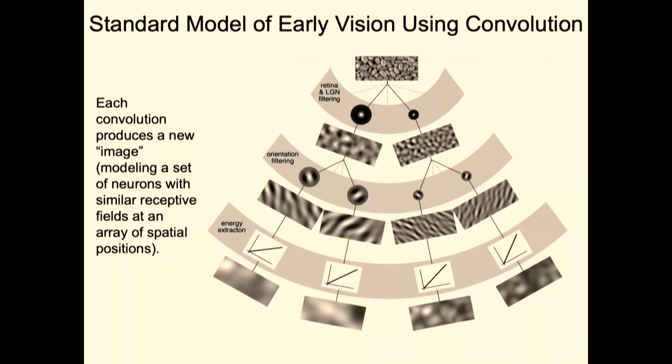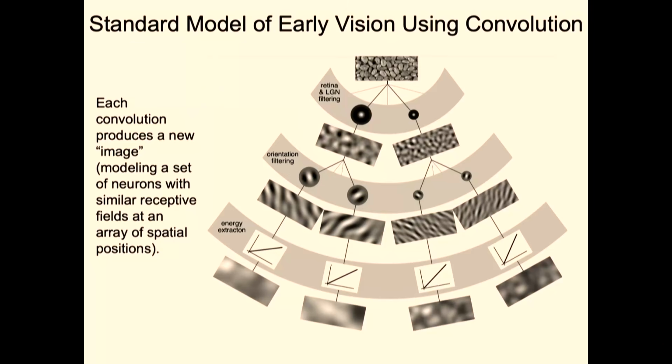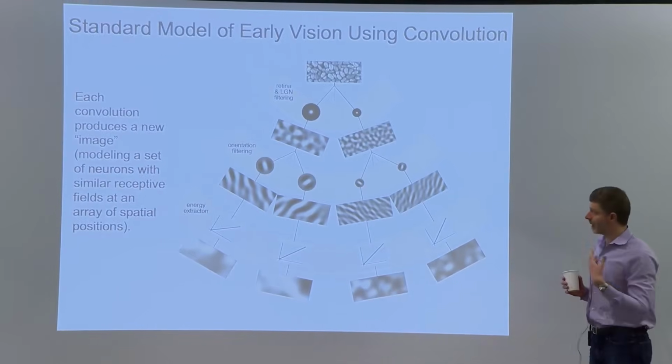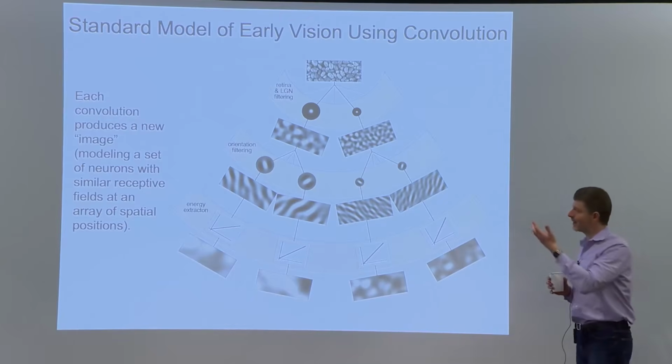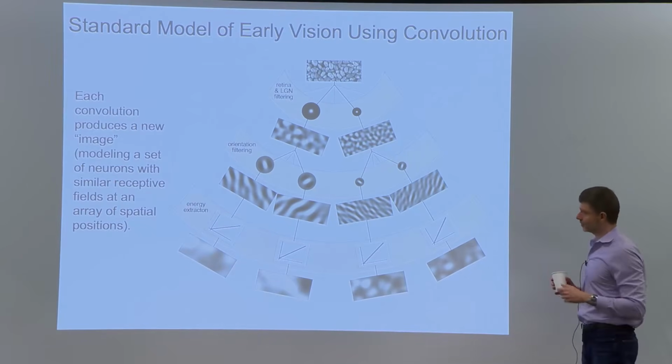This is a picture that captures a fairly standard model of early vision, where when people talk about early vision, they normally mean roughly up to primary visual cortex. It's capturing early vision using convolution. We've got an image of beans, and then that image is convolved at each step with an operator that embodies a particular stage of visual processing.